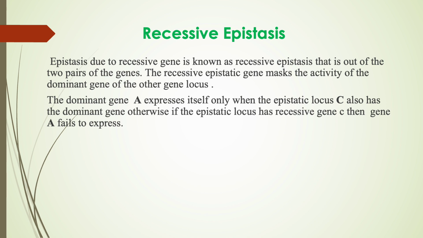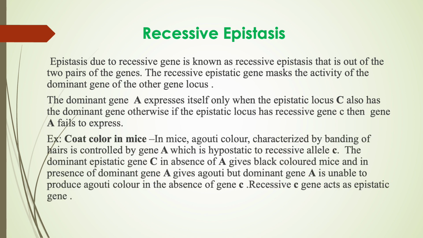Hope you are able to understand. Here the recessive gene small c is the epistatic factor. The recessive gene is acting as the epistatic factor, suppressing the expression of the dominant gene. That is why this is termed recessive epistasis. Now let us see an example for recessive epistasis. The example is the coat color in mice.